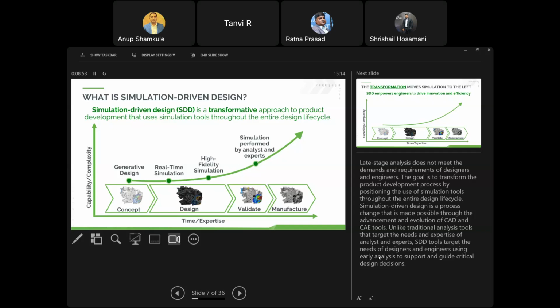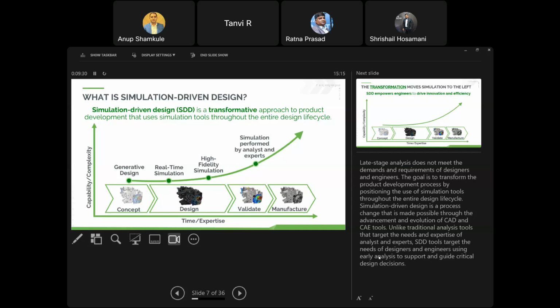Rather than that, the design engineer can be given a tool where he can himself check the concept design validation right in the tool. He should not spend a lot of time creating the mesh and doing pre-processing. Rather, he can quickly understand the concept validation, and that is where real-time simulation comes into the picture, and we'll see what different solutions are available with PTC Creo in that phase.